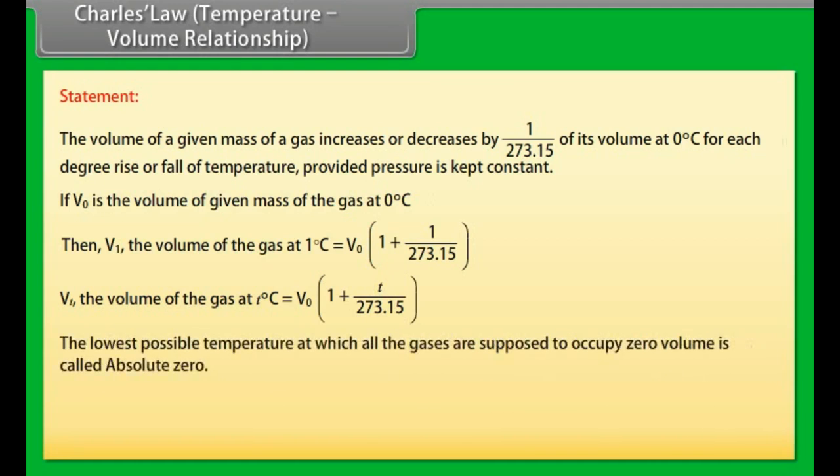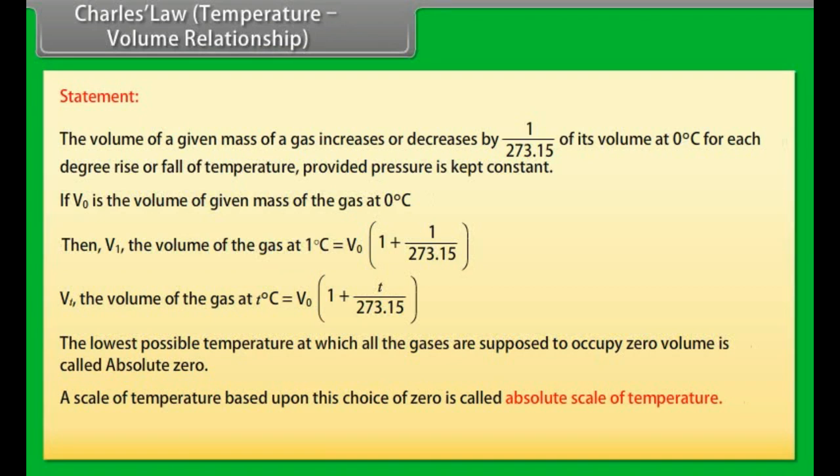The lowest possible temperature at which all the gases are supposed to occupy zero volume is called absolute zero. A scale of temperature based upon this choice of zero is called absolute scale of temperature. This scale is also known as Kelvin scale of temperature.